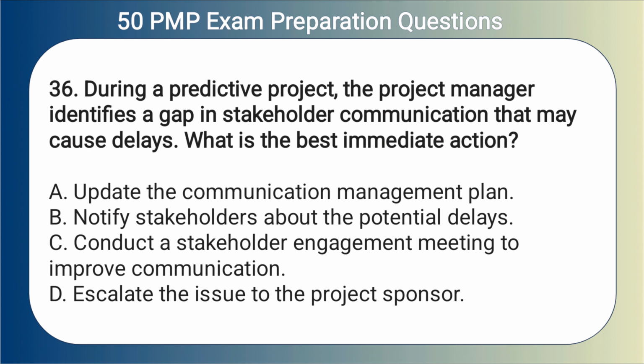36. During a predictive project, the project manager identifies a gap in stakeholder communication that may cause delays. What is the best immediate action? A. Update the communication management plan. B. Notify stakeholders about the potential delays. C. Conduct a stakeholder engagement meeting to improve communication. D. Escalate the issue to the project sponsor.